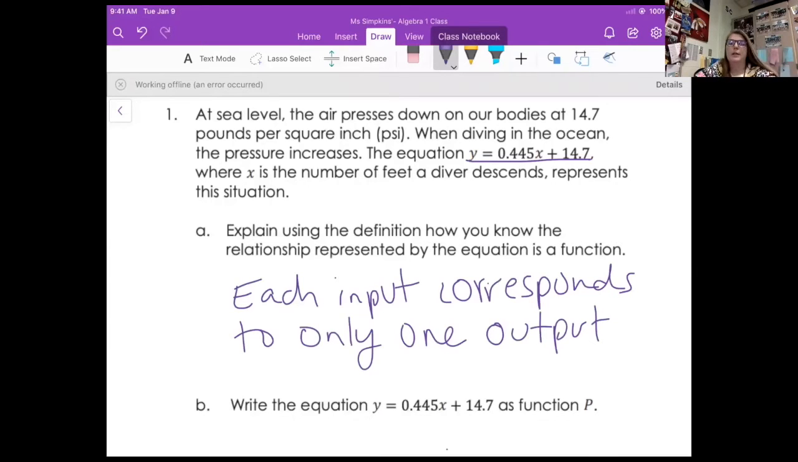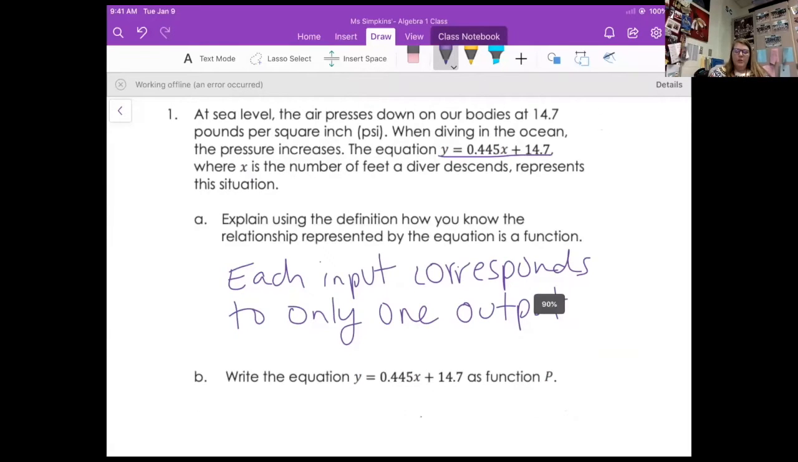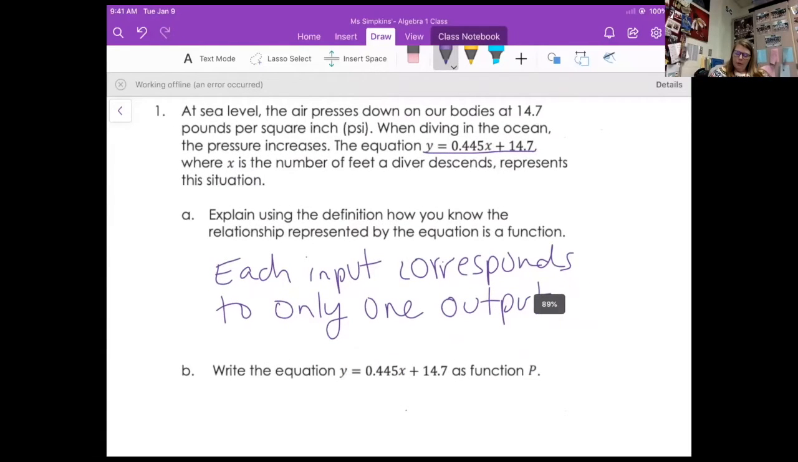Is that how you spell corresponds, guys? Come on, help me out. Okay, thank you. Oh, wait. Maybe not. Corresponds, looks good. No, there's 2 R's. I did look that up.